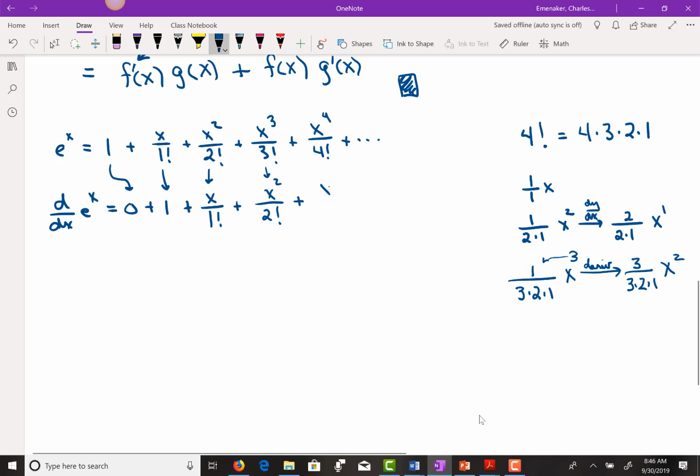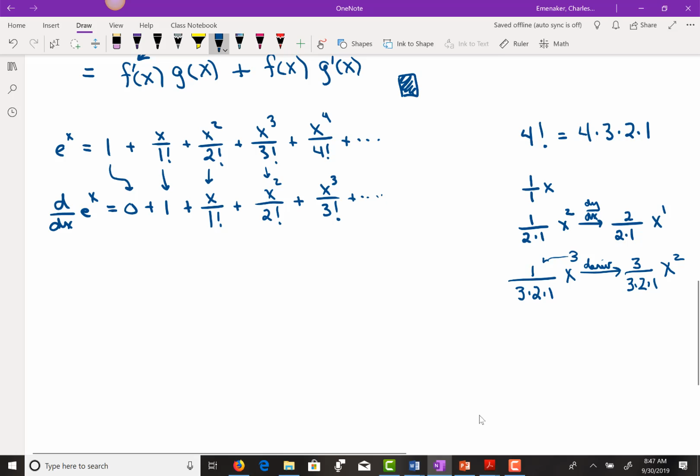No way. Look at this. I always thought this was so cool. Plus, and it just keeps going. When you take the derivative term by term by term, since it goes all the way to infinity, are you going to get back everything you started with? And what is that you get back? It's e to the x, isn't it?